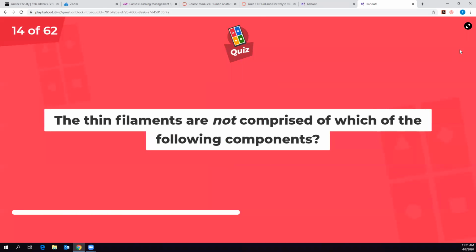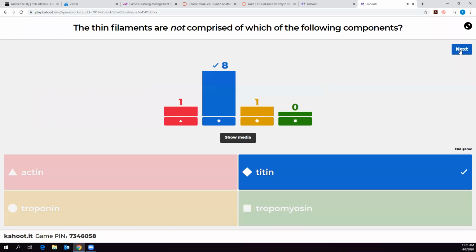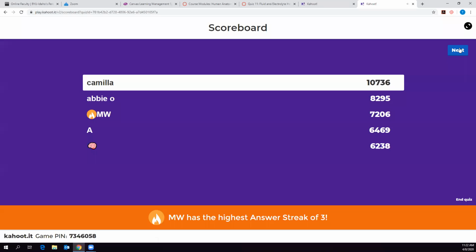Okay, the thin filaments are not comprised of which of the following components? So which one is not part of a thin filament? That's right. Titin is actually attached to the thick filament when we're stretching a muscle so that it can return back to its resting length. All right.